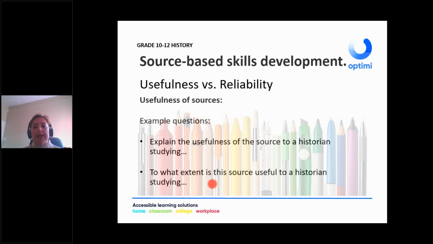Or we can make it more tricky and we can ask you, to what extent is the source useful to a historian studying whatever? Now this means you need to write it is useful to a lesser extent or it is useful to a greater extent. Okay. So tot watter mate is die bron bruikbaar vir 'n geskiedkundige wat die volgende bestudeer? So dis of tot 'n mindere mate bruikbaar of dis tot 'n meerdere mate bruikbaar. Right. So those are basically the two usefulness type of questions that you can get in a question paper.